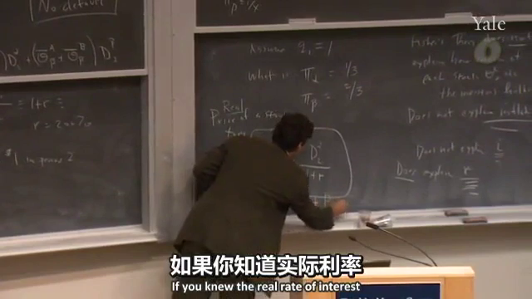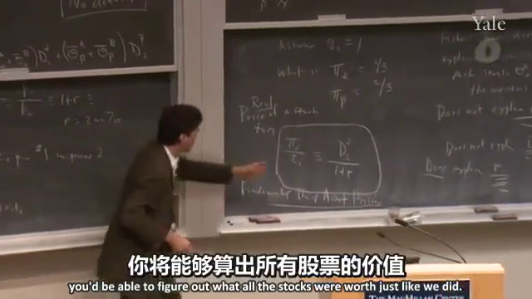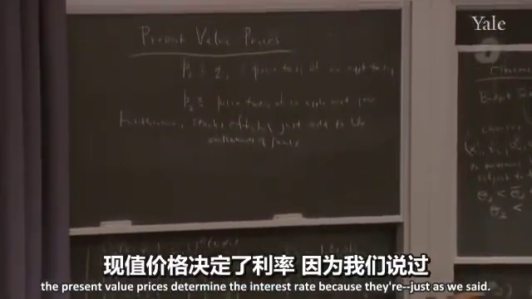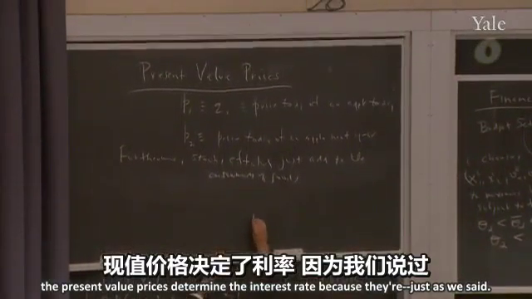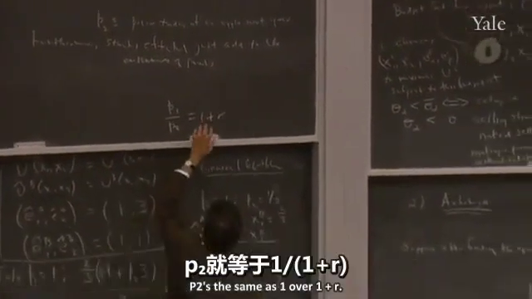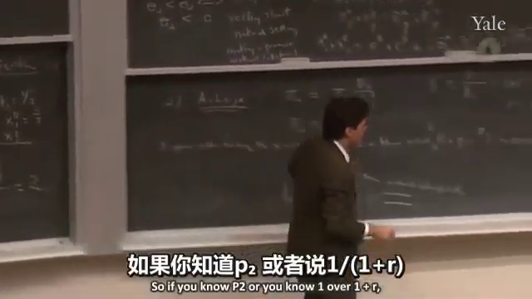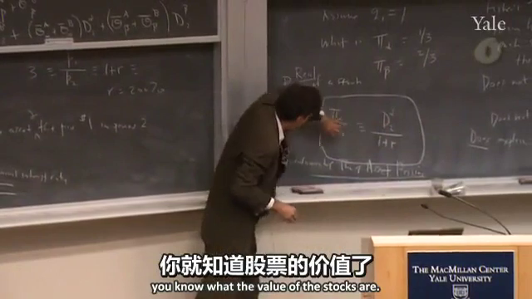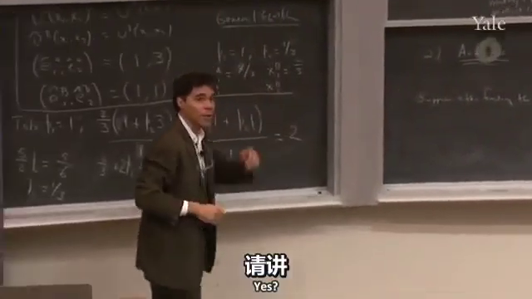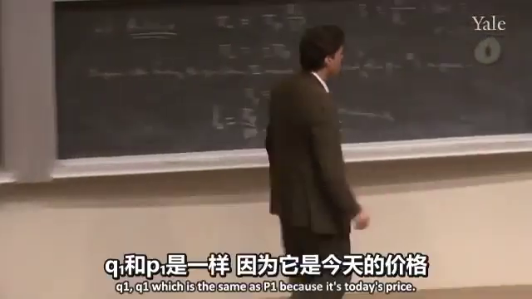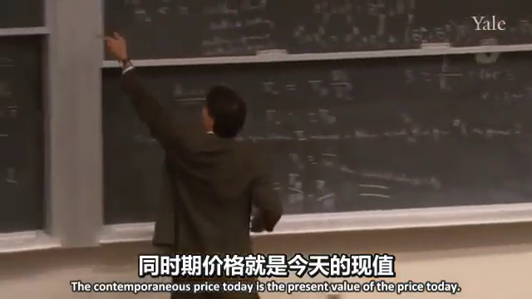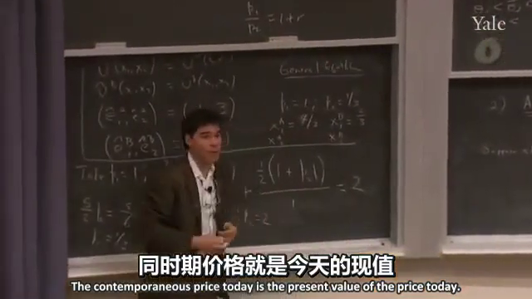So if you knew the real rate of interest, you'd be able to figure out what all the stocks were worth, just like we did. Once we knew P1 and P2, the present value prices determine the interest rate because, as we said, P1 over P2 is 1 plus R. So knowing P1 and P2, you're always normalizing P1 to be 1. P2 is the same as 1 over 1 plus R. So if you know P2 or you know 1 over 1 plus R, you know what the value of the stocks are. That's his critical insight. Now, just to finish, yes? Q1, which is the same as P1, because it's today's price in both. The contemporaneous price today is the present value of the price today.